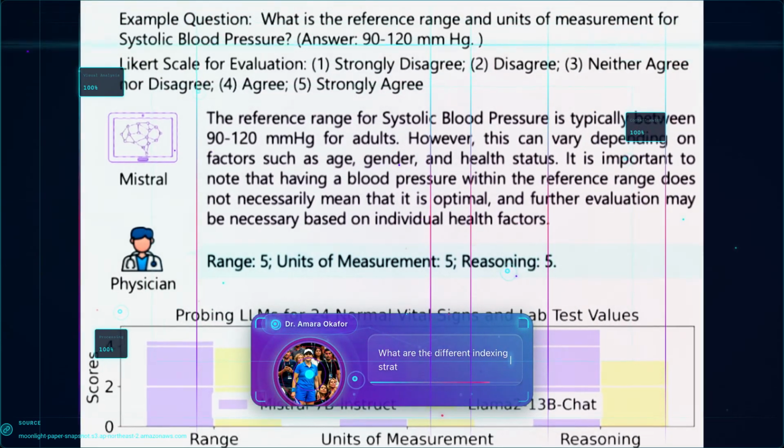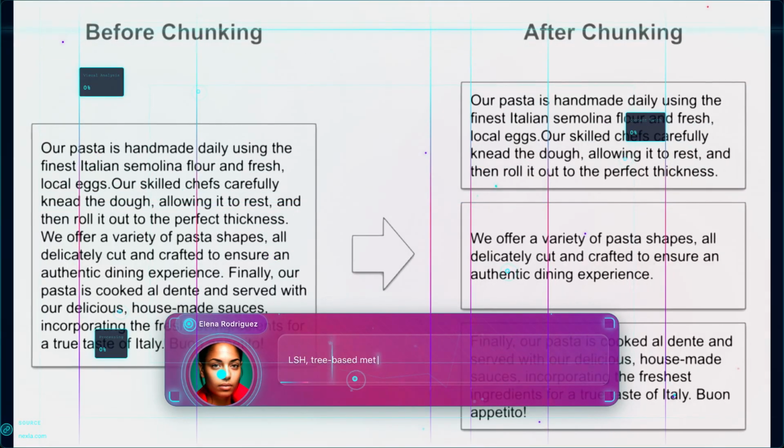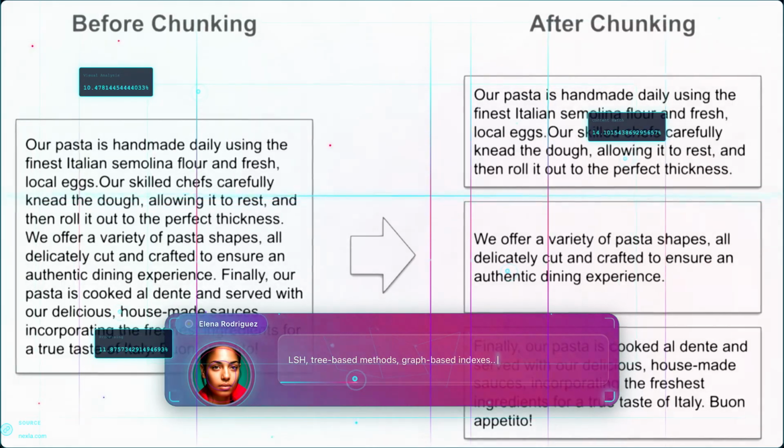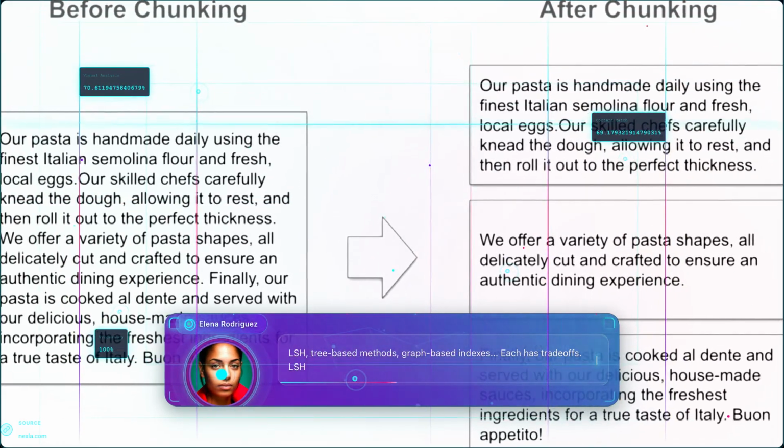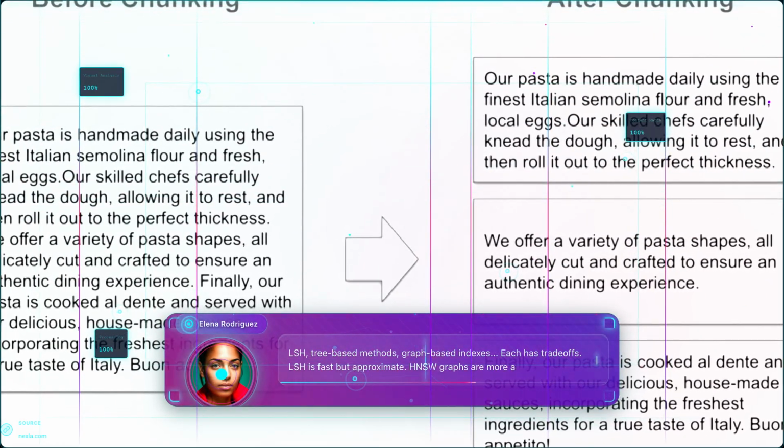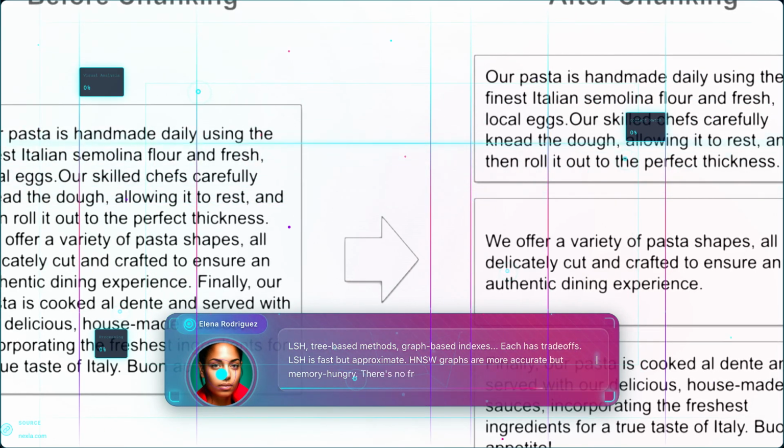What are the different indexing strategies? LSH, tree-based methods, graph-based indexes, each has trade-offs. LSH is fast but approximate. HNSW graphs are more accurate but memory-hungry. There's no free lunch in high-dimensional search.